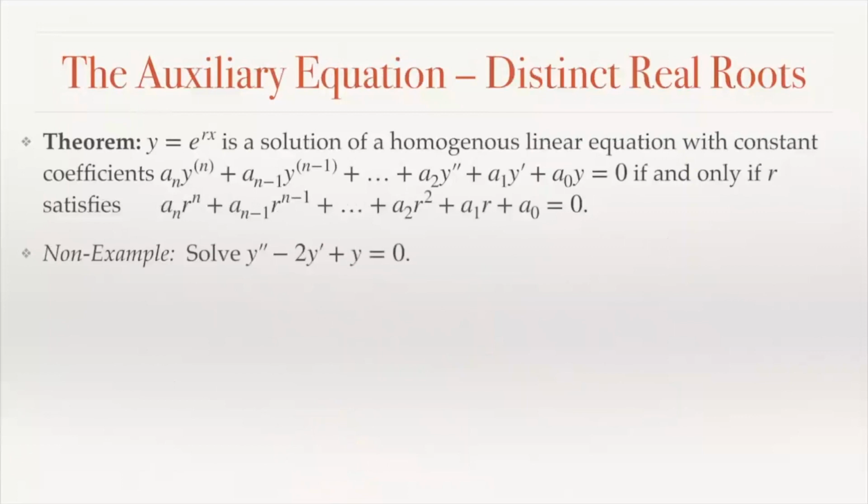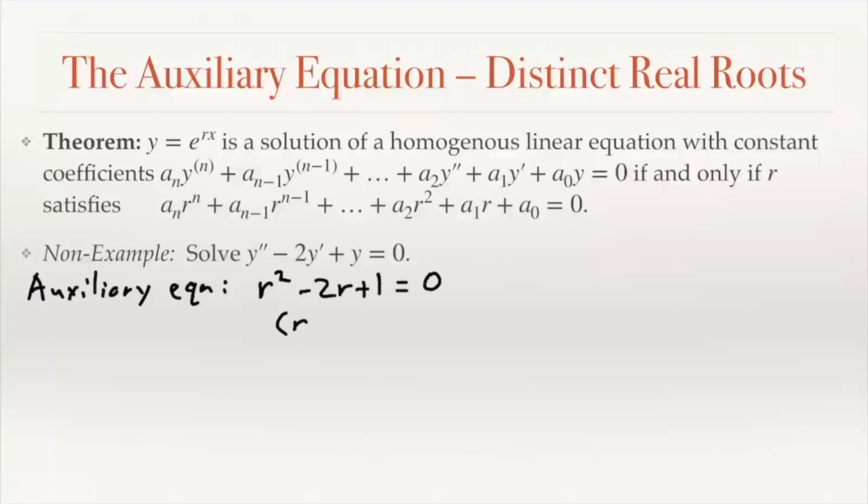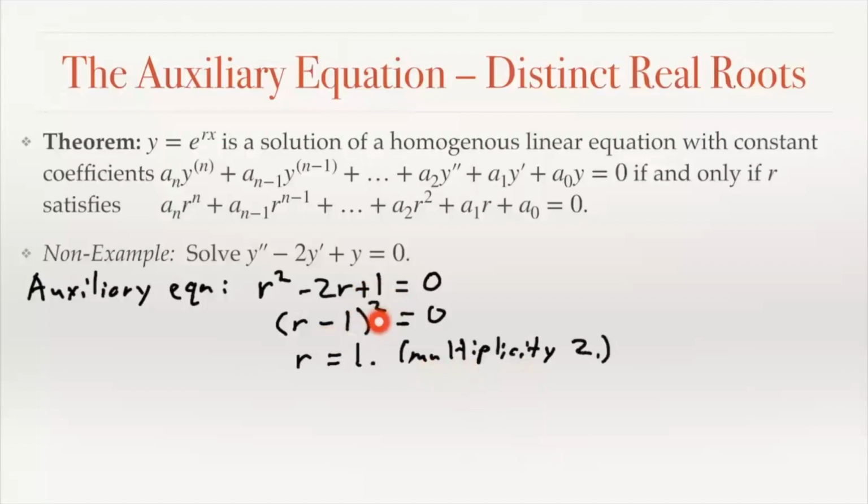Now, here's a case that's a bit different. What's the auxiliary equation here? Well, we have r squared minus 2r plus 1 is 0. That factors as (r minus 1) squared is 0. So r is 1. We got only one r value here. It has multiplicity 2, yes, but it's only one r value. Remember that the multiplicity means the power of the root in the polynomial. So we say that this is of multiplicity 2, just to remind you of what that means.